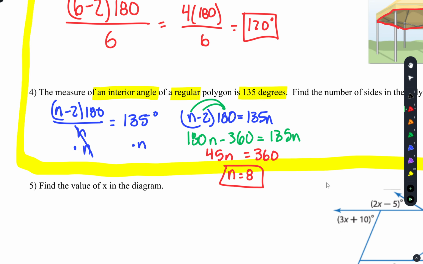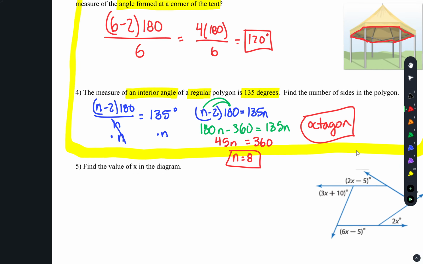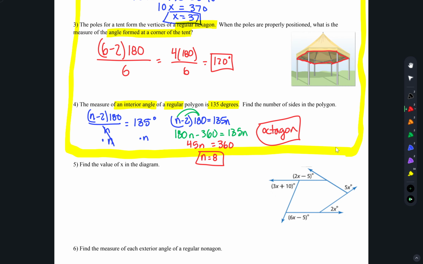If I have 8 sides, what do I call this shape? What's an 8-sided shape called? I'll sit here and I'll wait for you to tell me what an 8-sided shape is called. Caitlin? Thank you. Beautiful. All right, good on the interior angle stuff.